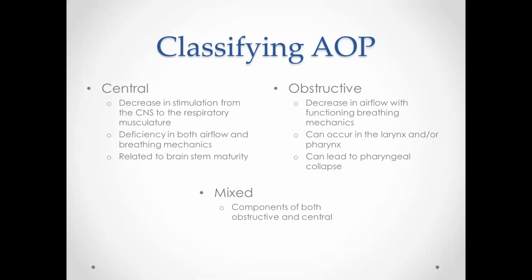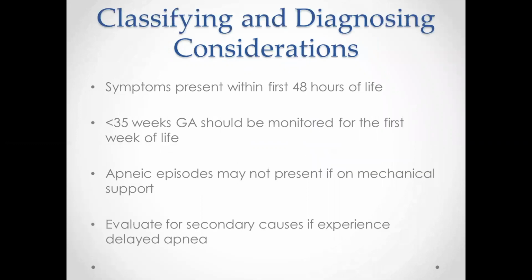And then mixed is going to be the most common classification of apnea of prematurity. It's going to be a combination of both the central and the obstructive classifications. You'll see characteristics of both in this. And this is the most common, and more than 50% of patients with apnea of prematurity have the classification of mixed.